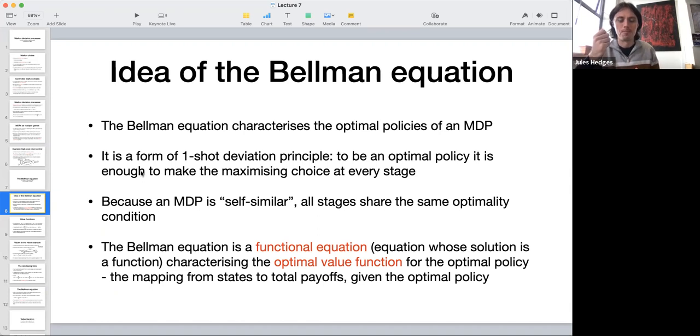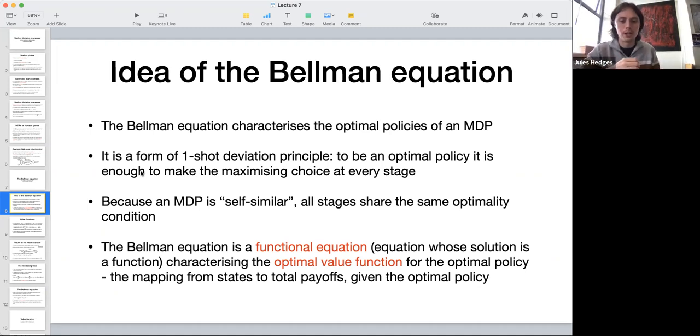And something slightly magical happens because a Markov decision process is somehow self-similar. This is a result of the Markov property that basically all stages kind of look the same because we don't remember anything from the past. It's going to turn out that all stages actually share exactly the same optimality condition. So what this means is that the optimization problem facing the agent who controls the MDP starts out looking extremely complicated and intractable, but ends up being something that can actually be efficiently solved in practice.